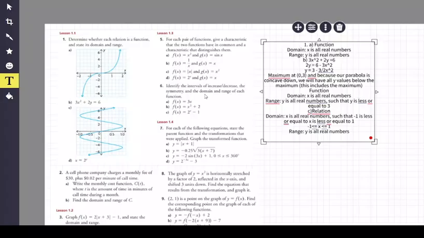Any value of y, there will be there. It's going to be there. Okay, let's go ahead and get to our very last part, D.